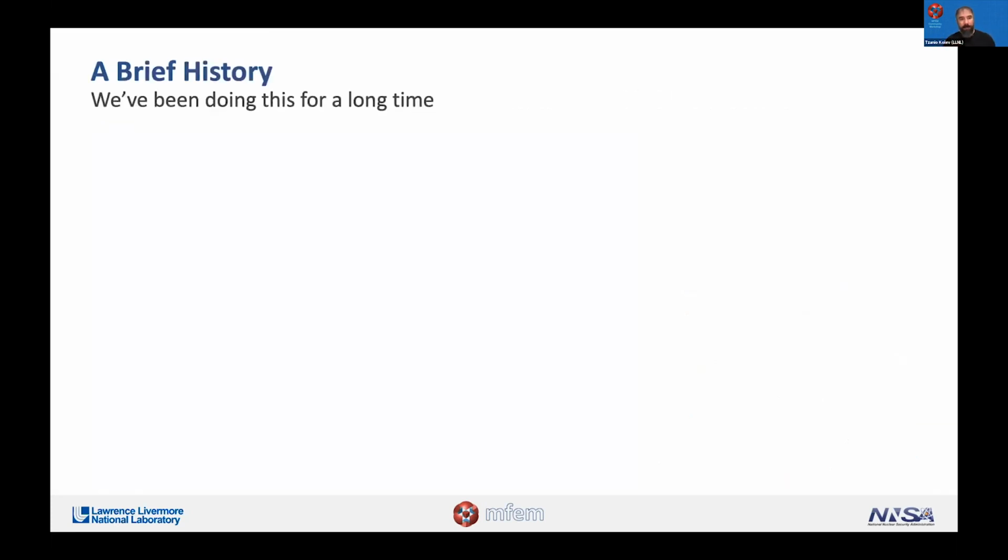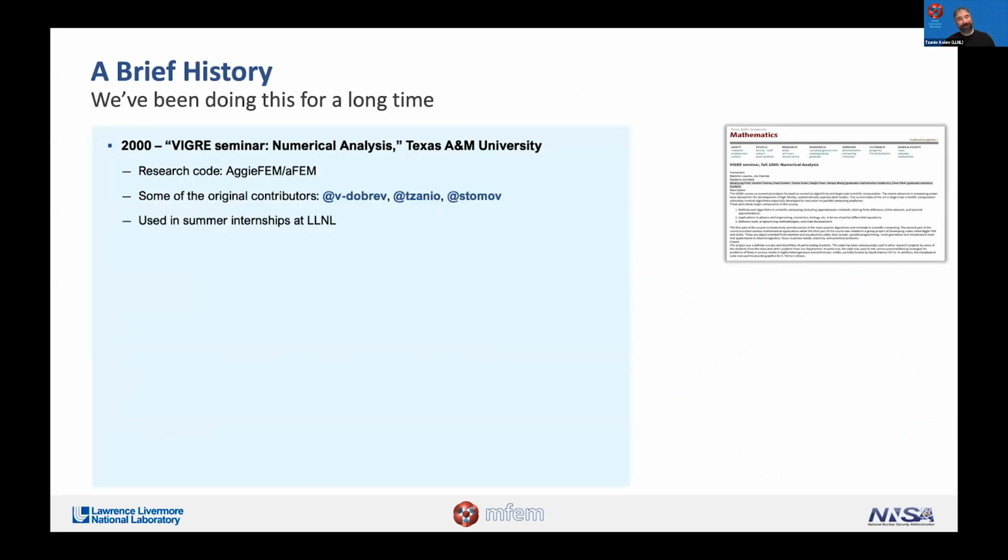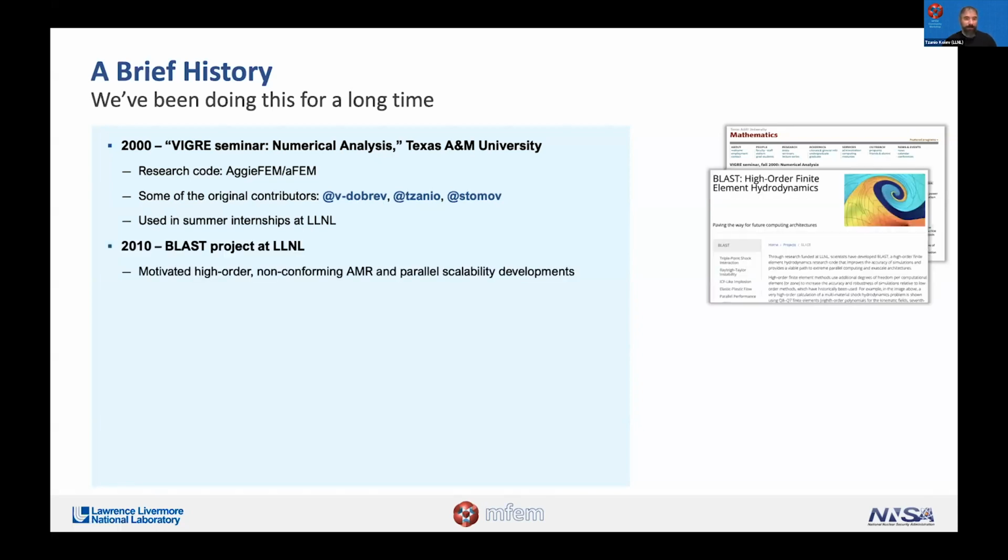Now let me go back in history. MFEM has been around for a while. It started more than 20 years ago, actually as a student project in a numerical analysis class at a university. Very few lines of code have remained from that, but that's really the origin of the project. Veselin and me and Stan were some of the first developers there, and we used it when we came to Livermore during our summer internships.